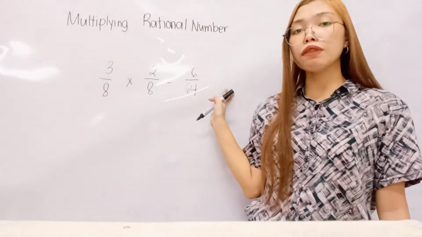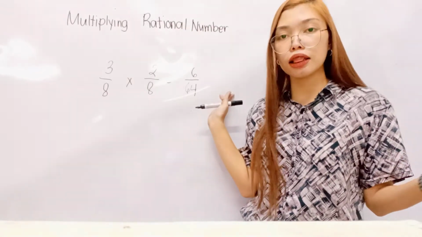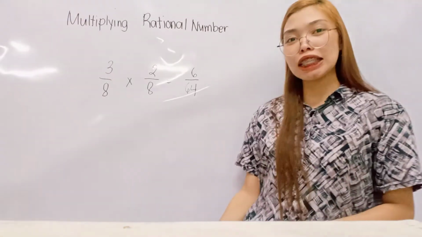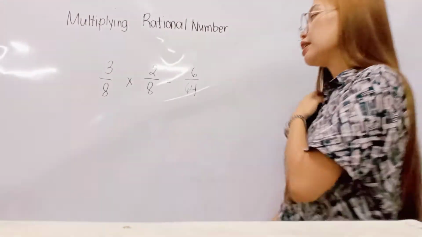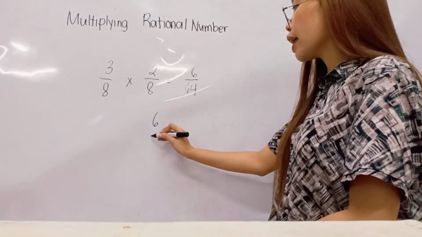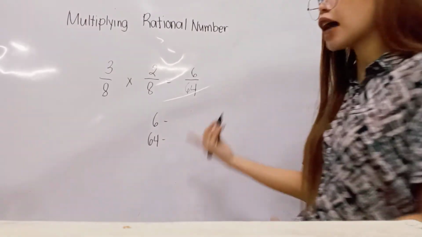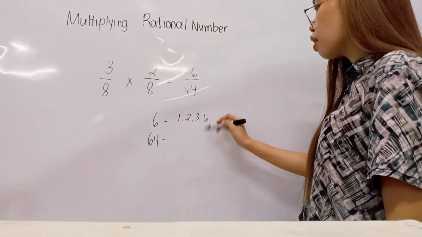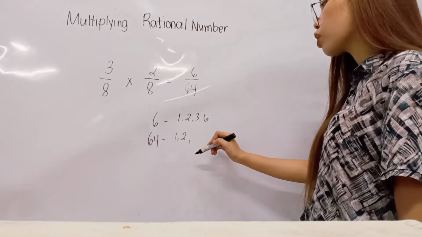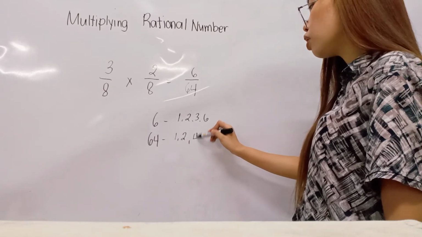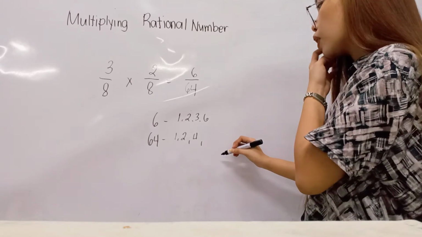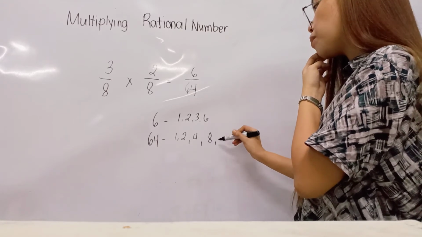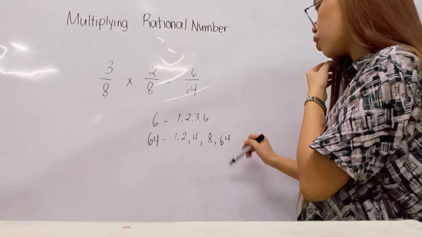Okay? So if you already have your answer, do not forget to make it into its lowest term by getting their GCF. So kunin natin ang kanilang GCF. So 6 and 64. Let's list down all of their factors. For 6, we have 1, 2, 3, and 6. For 64, 1, 2, 4, 8, and 64. Okay?